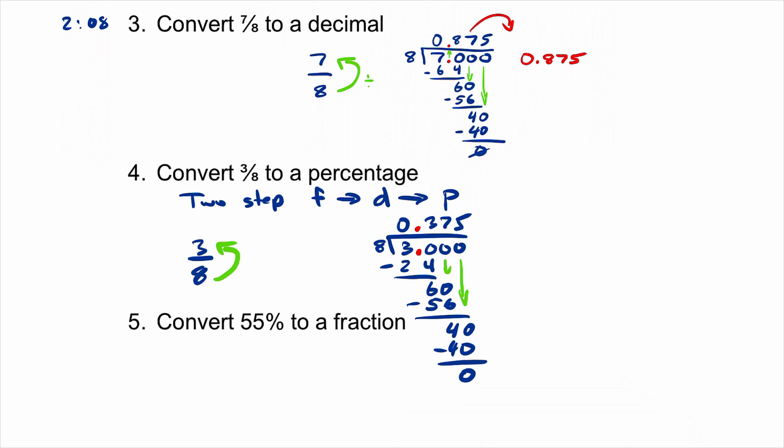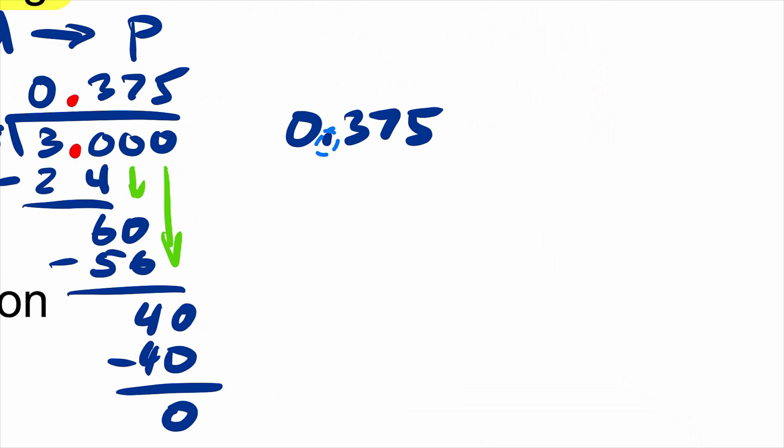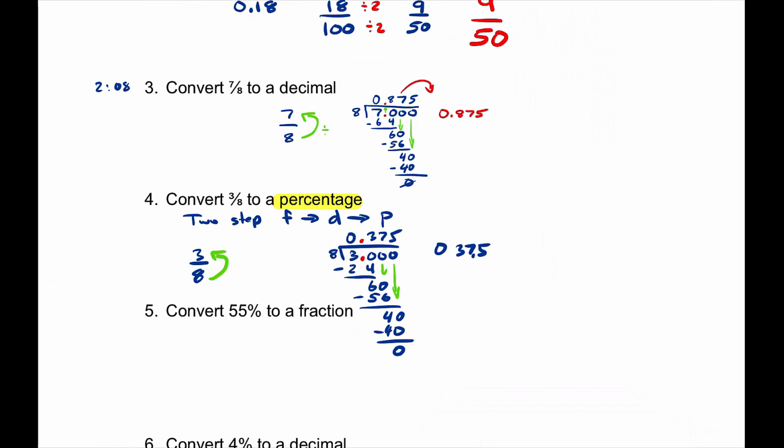So our decimal value is 0.375, and remember what we're doing to convert from a decimal to a percentage, which is where we want our final answer to end up as a percentage. What am I doing? Well, I'm taking that decimal right there and I'm moving it 2 spots, just like that. Okay, so what is our final answer? Our final answer is going to be 37.5, and don't forget percent.